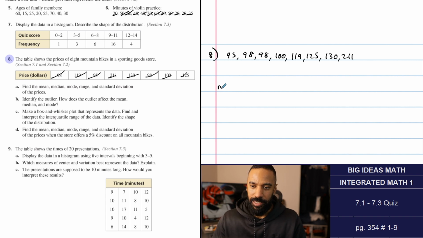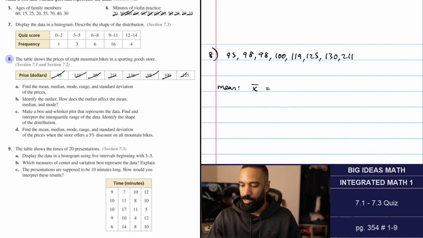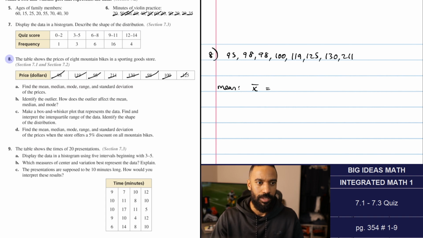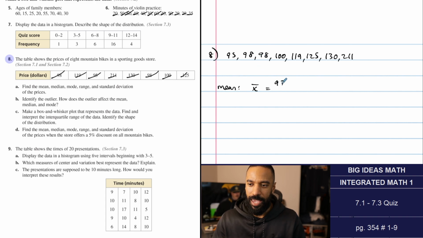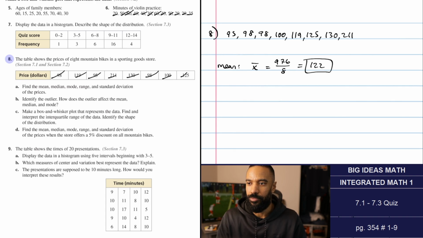Okay, the mean. I'm going to add them up and divide by 8. I'm going to actually use the calculator right now, if you don't mind. So 95, 98, 98, 100, 119, 125, 130, and 211. Okay, so I'm getting 976, and then I divide it by 8, and I'm getting 122. That is the average price of the mountain bikes in the sporting goods store. There we go. Tongue twister.